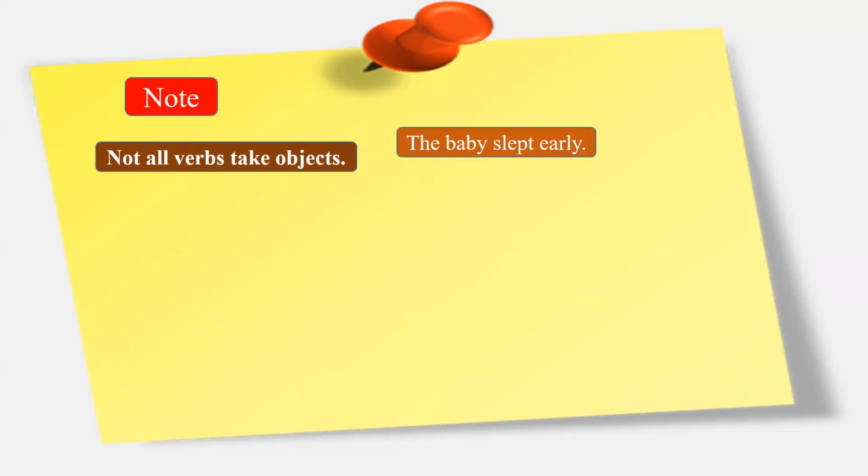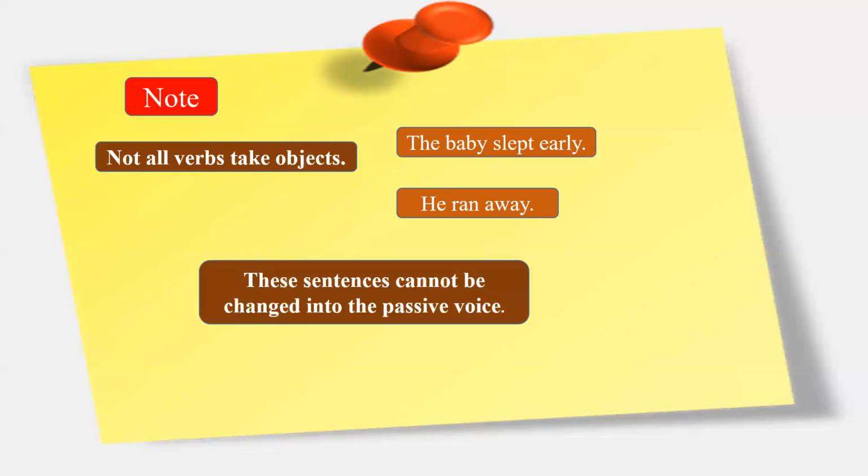Note, not all verbs take objects. Let's have a look at this example. The baby slept early. He ran away. So these two sentences have no objects, which means the verb has no object. It's intransitive. So how can these sentences be transformed into the passive voice since they have no objects? Well, simply, these sentences cannot be changed into the passive voice because they have no objects.